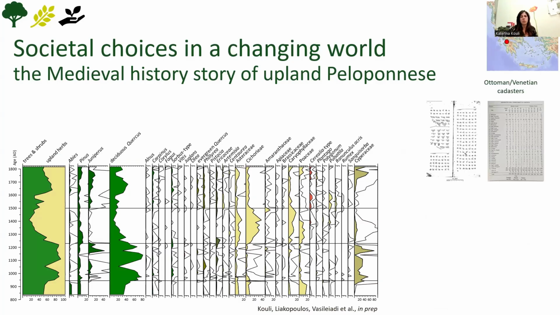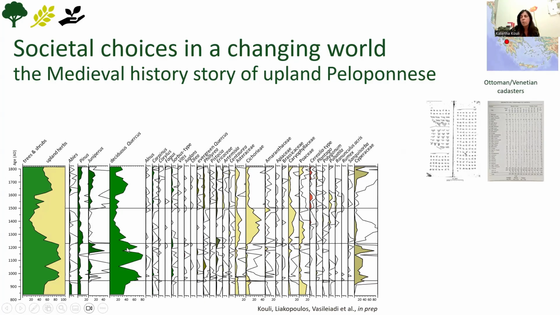Move to societal choices during medieval times. Here there is a site from upland Peloponnese, a small mountain site, and those are just the last 1 million years. And we can see the shifts in vegetation. So those are the trees that are retreating as a result of human pressure and expand afterwards a bit.